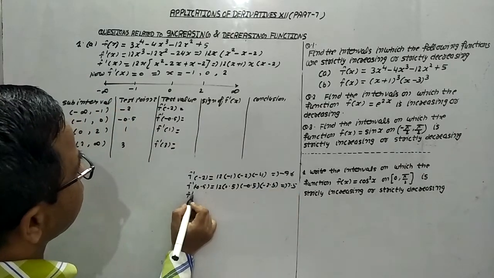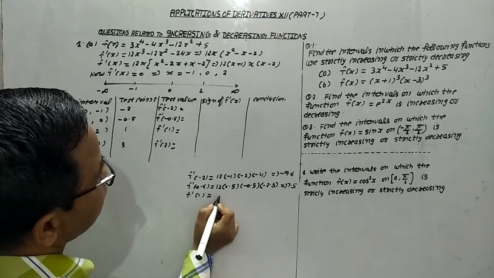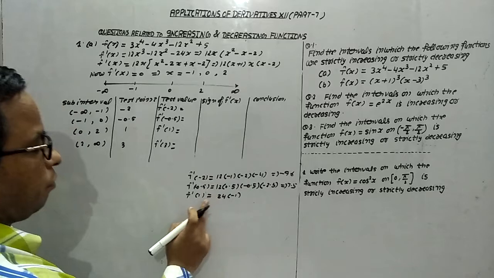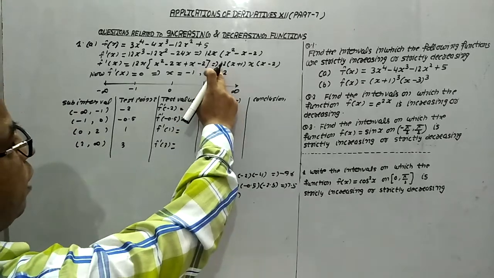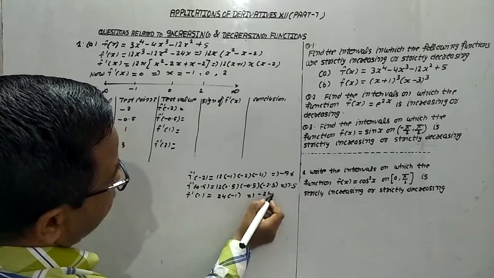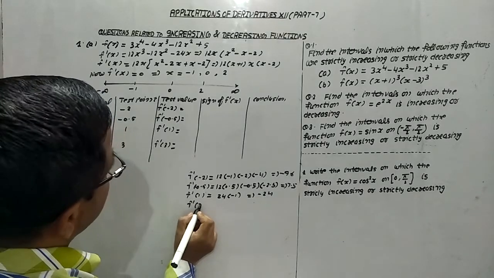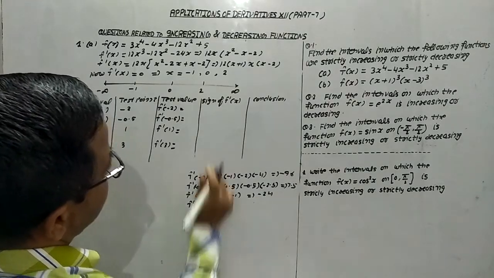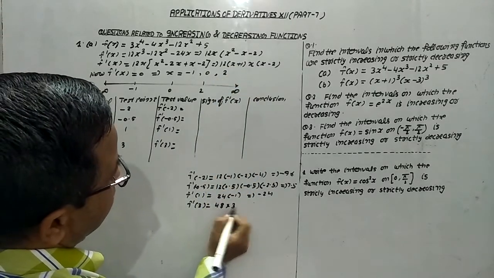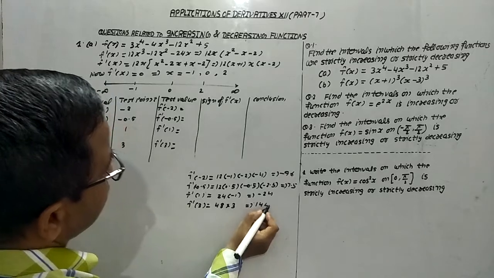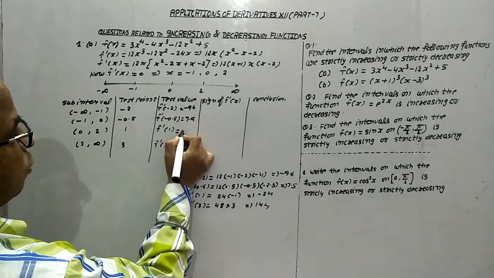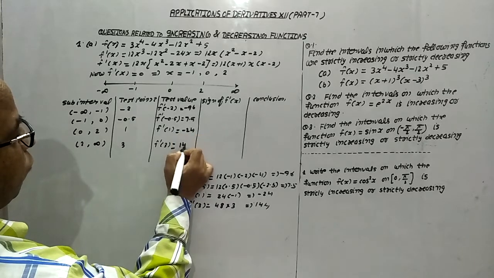Now we have to calculate f'(1). f'(1) means 24 into −1, because we put 1 here, 12 into 2 is 24, and this is −1, so this becomes −24. Then f'(3). f'(3) means 12 into 4, 48 into 3. It means this becomes 144. So this is −96, this is 7.5, this is −24, this is 144.